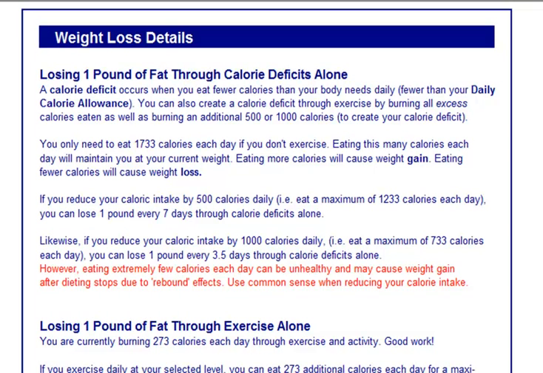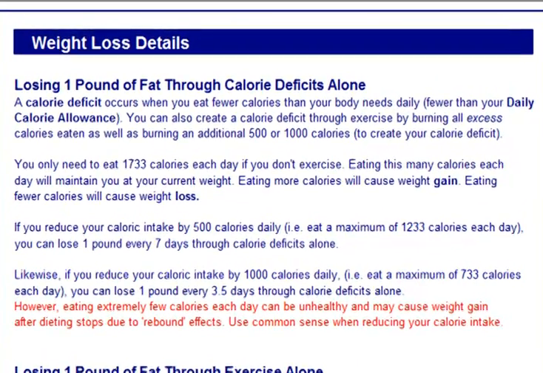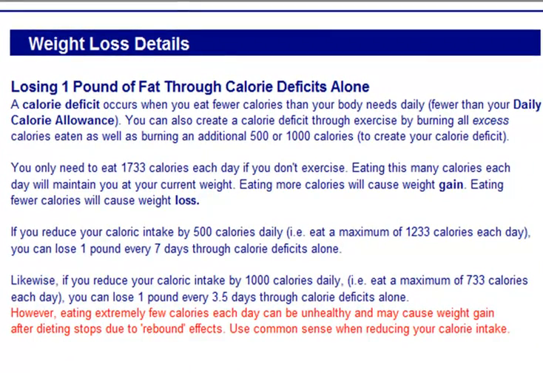The final section of the calculator are the weight loss details, which appear at the bottom section of the calculator. The weight loss details are divided into three sections. The first section deals with losing 1 pound of fat through calorie deficits alone. So in the upper section, if I had selected 0 activity for the day, it would tell me the number of calories that I burn without any exercise.